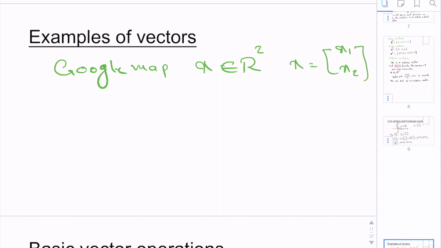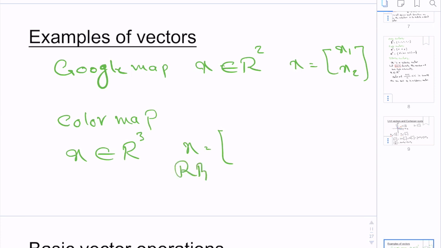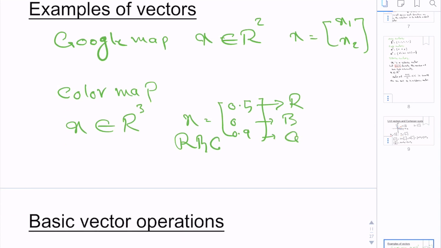Another popular example is the color map. We usually use vectors of R3, where there are 3 elements that show the RGB colors. So it's like this vector, which means the intensity of R, the intensity of G, and the intensity of B. So this is another vector. There are other applications in which we use vectors.